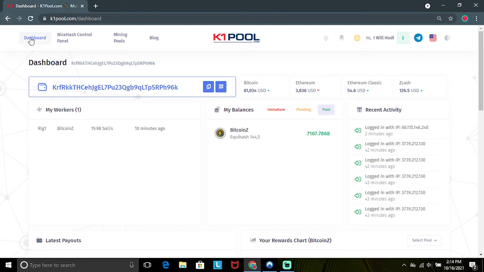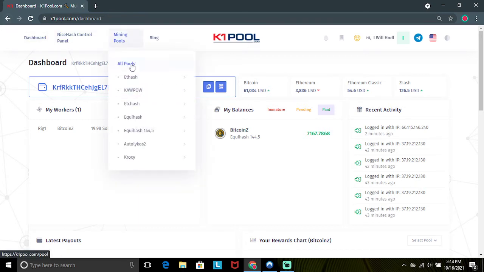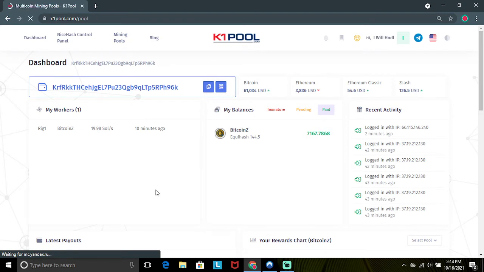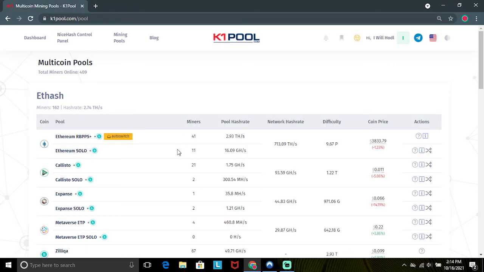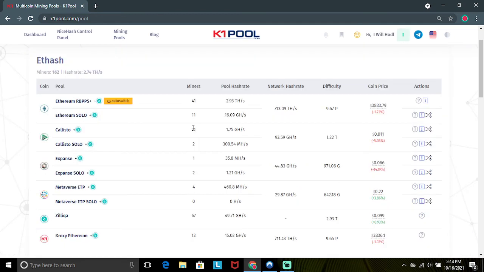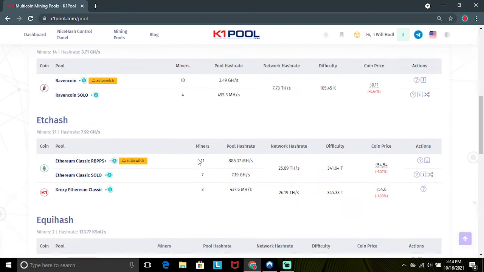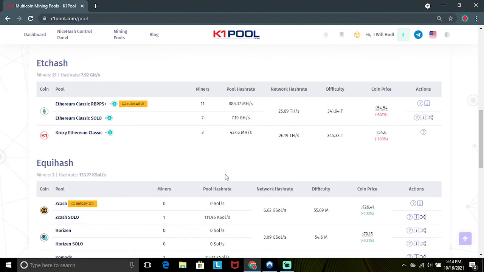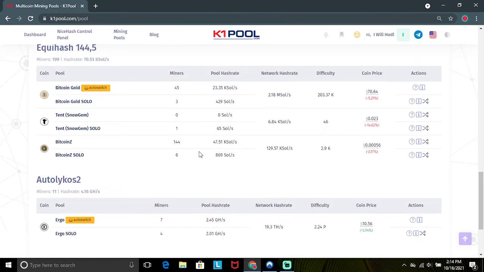But here we can go to the mining pools, and I'll show you guys something I thought was pretty interesting. No doubt, Ethereum is going to be one of those bigger coins that a lot of people are mining. So you got about 41 miners on the Ethereum mining pool. And Ethereum Classic, they got some people there. Wow, I think that's pretty good hash on that. But when you get to BitcoinZ, that's 144. That's the majority of the miners on K1 pool mining BitcoinZ.